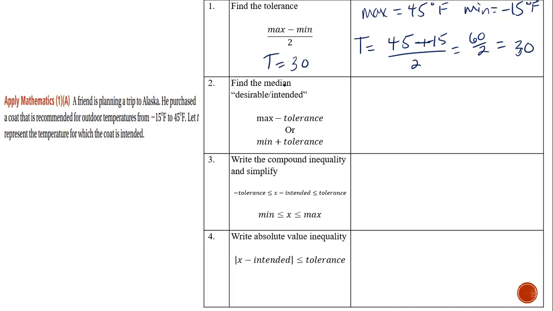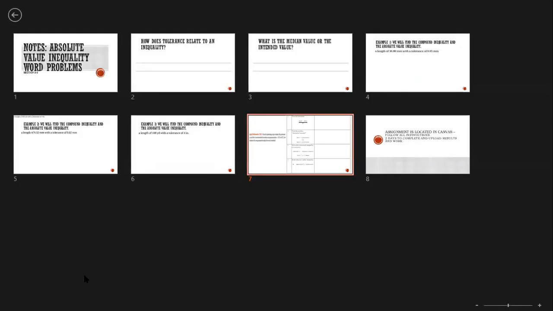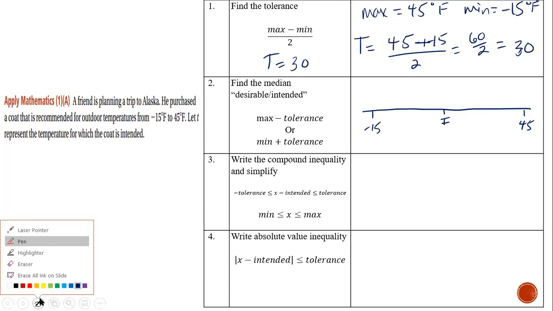To find the median, your desirable value, your intendant value, all you have to do is think about adding and subtracting. Let's look at that on a number line. If I have a number line and I'm looking for my intended value, my I, it is the distance between my max and my minimum values. Over here, I have -15. Over here, I have 45. Oops, sorry, I didn't mean to minimize that. I was trying to change colors.